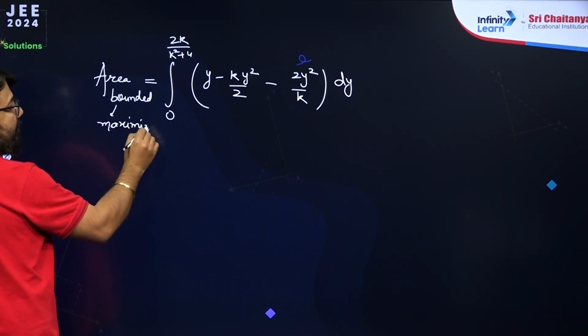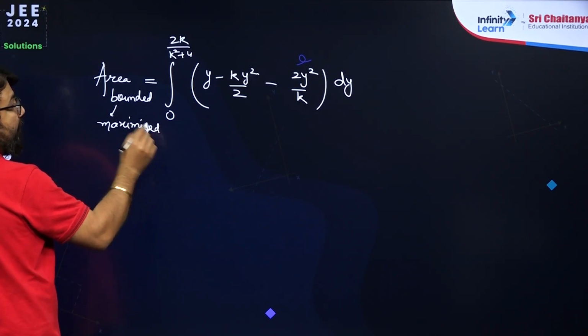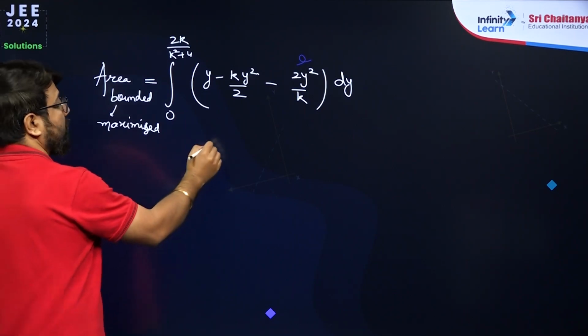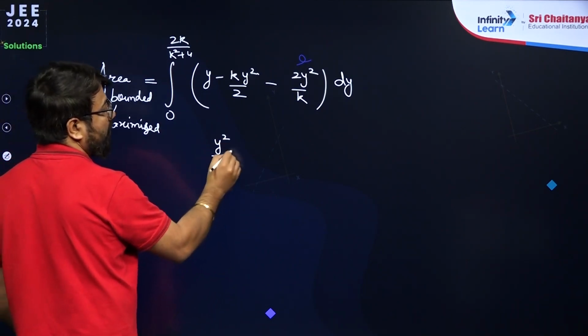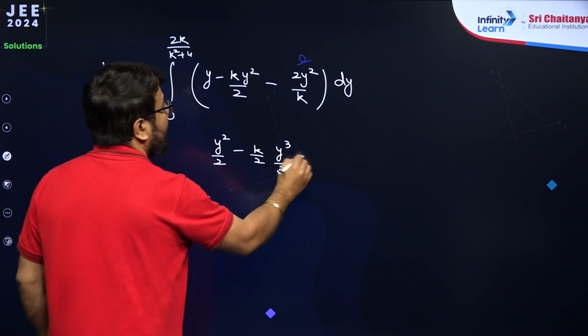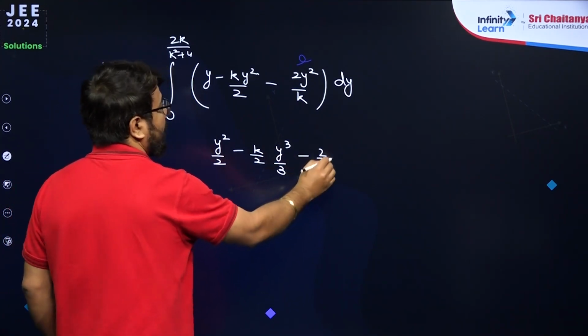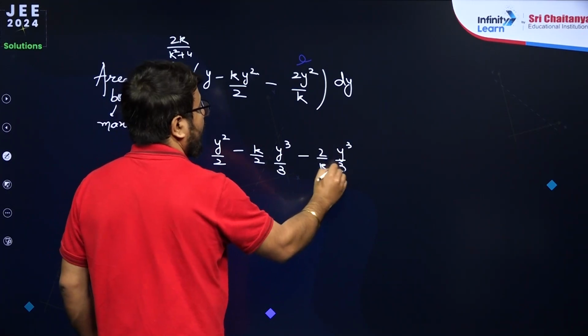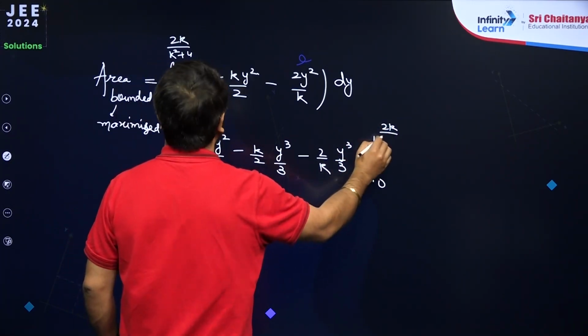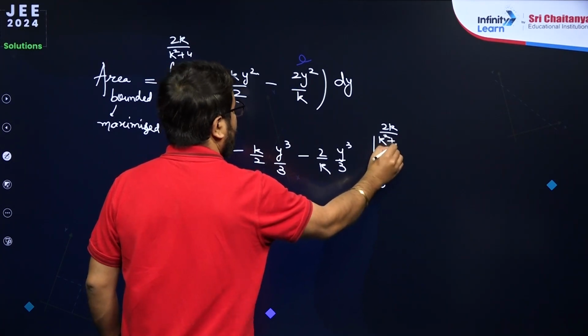Alright, let us simplify this first of all. If I want to integrate this function, how will I be able to? The y integration will be y square over 2. This k upon 2 will be taken outside. It will be y cube over 3. Here also 2 over k will be taken outside. It will be y cube over 3. And I just need to apply the limits from 0 to 2k upon k square plus 4.